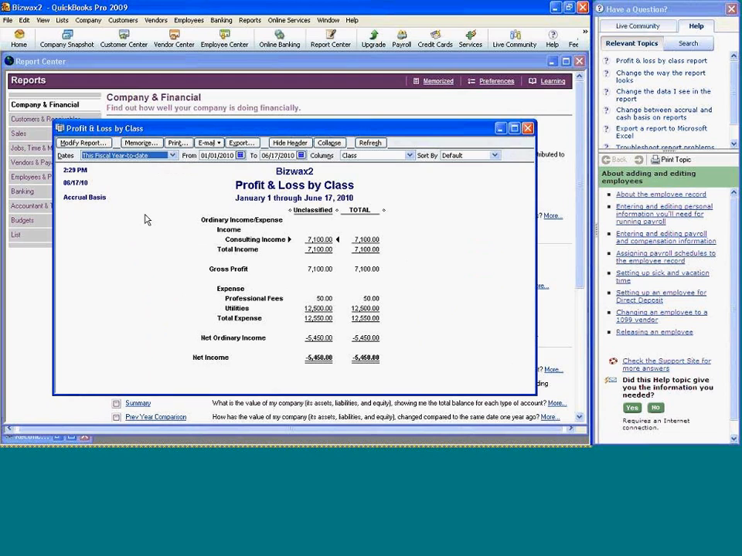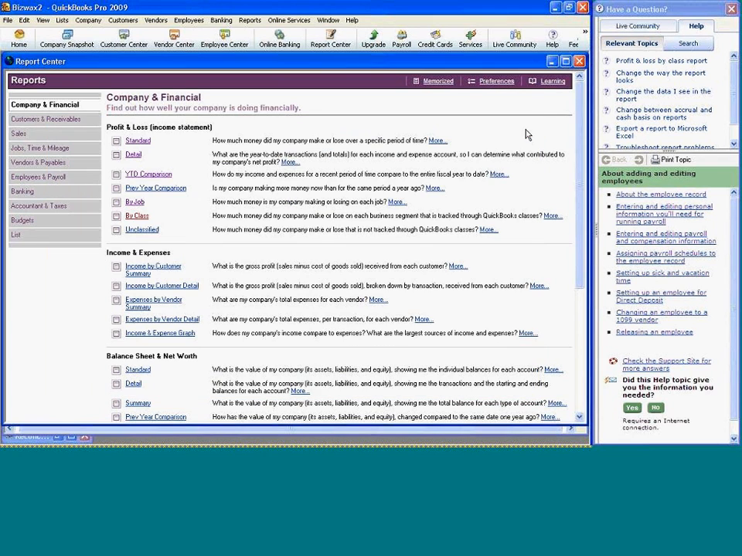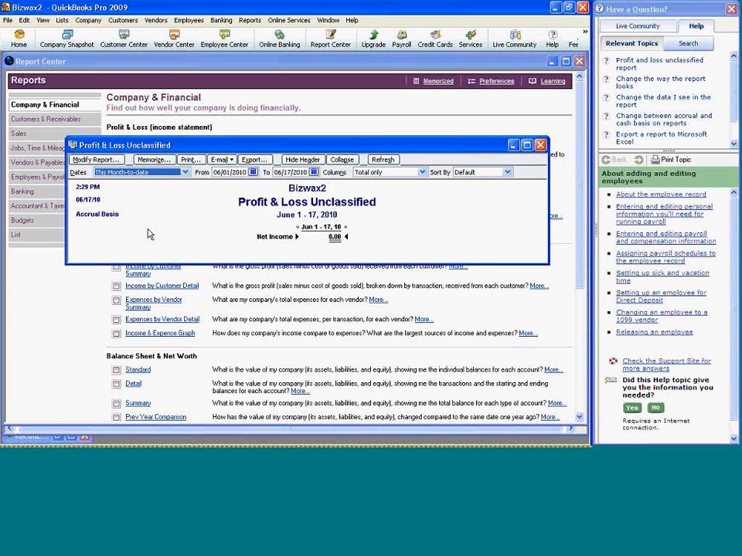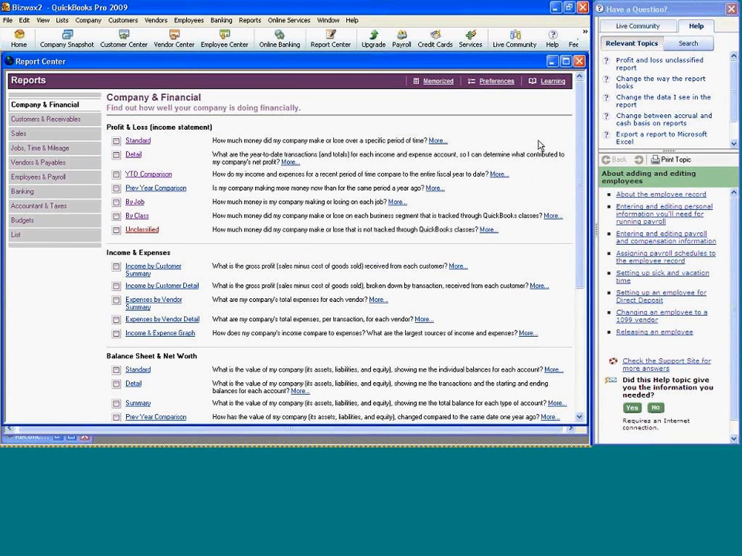Then we have by class: consulting, expenses, professional fees, utilities, total expense, ordinary income. Okay. So that's that. And on unclassified, we don't have any of that. That happens if you have money which is just, I don't want to say floating loose, but money which is not tied to any class, just expenses over there. So those are the first profit and loss statements that we have.